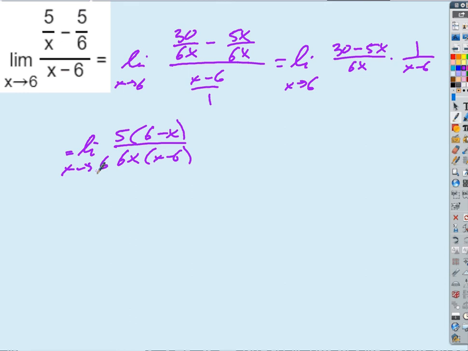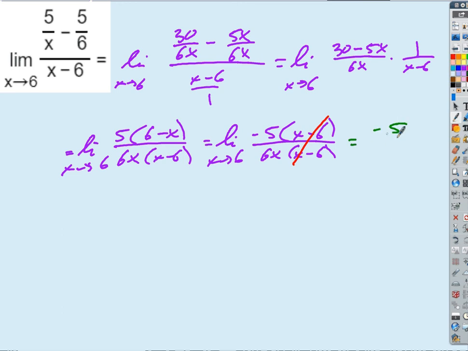Okay, and I almost get cancellation. I could factor out a -1 in the top. And that's going to give me -5 times x minus 6 over 6x times x minus 6. And there was my problem. That's how I got my 0 over 0, wasn't it? So I can cancel those, the offending factors, and now I can just directly substitute. And so if I substitute 6 for x, I just get -5 over 36. Yeah. Okay, good. All right, here's another one.